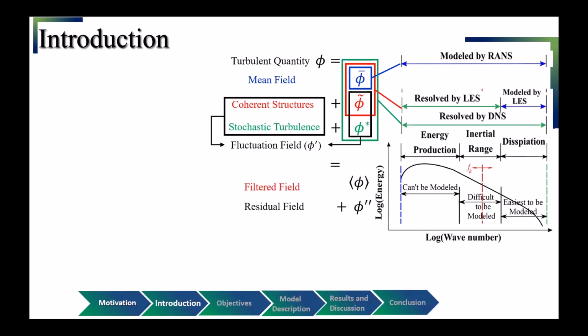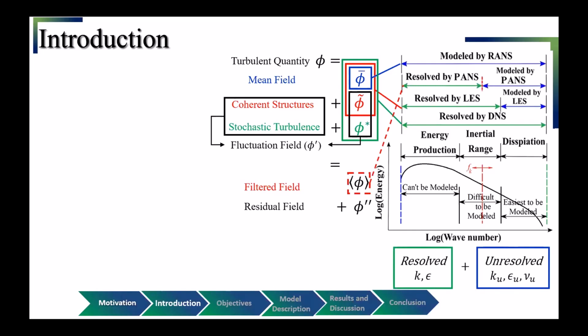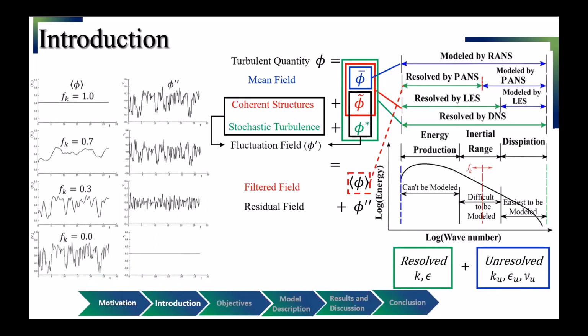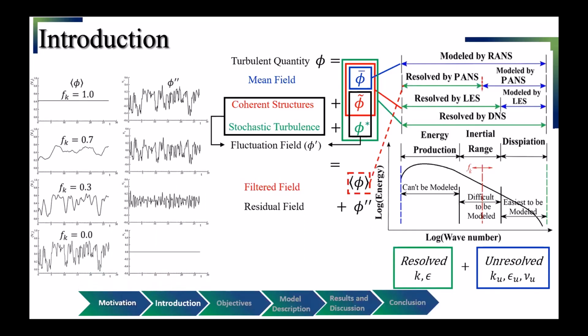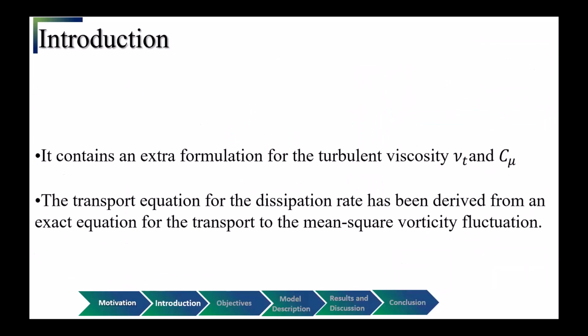Another decomposition can be done by introducing a filter which divides the domain into resolved or filtered field and unresolved or residual field, and this is done by bands. So an example of the bands is that if the filter is 1, this averages everything and gets RANS. Decreasing the filter value means resolving more scales, reaching to resolve all scales at fk equal to 0, which is DNS.